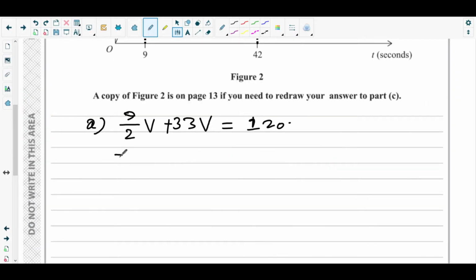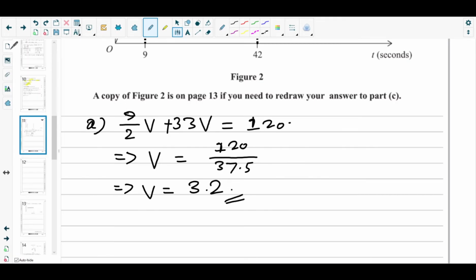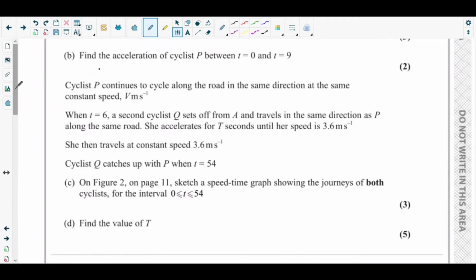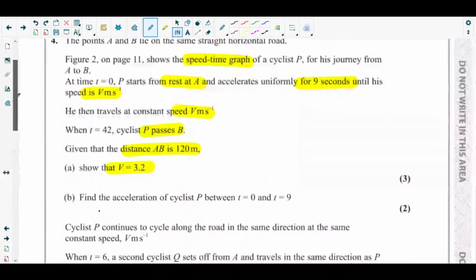We need the value for v. If you make v the subject, you get 120 over 33 plus 4.5, which is 37.5. So the value for v is 120 over 37.5, that is 3.2. And that's exactly what question 4a has asked for.